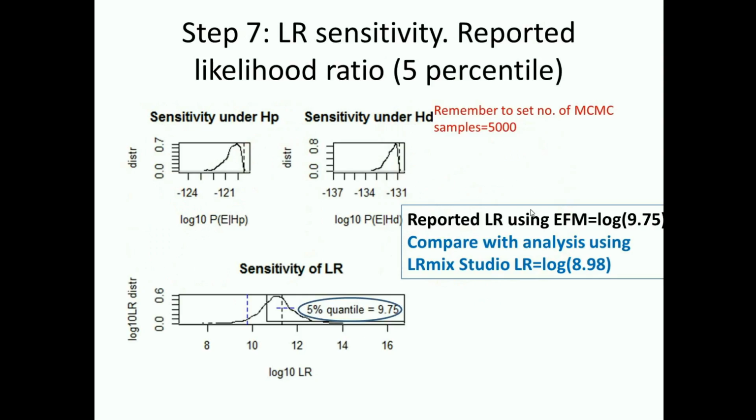So the next step now is to carry out the LR sensitivity test, and what we do here is we carry out a simulation using MC across the parameter space, and we're reporting the 5% quantile, which is over here, as the likelihood ratio that would be reported, which is log 9.75 in this case.